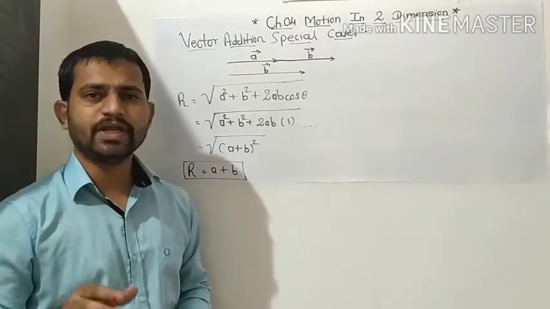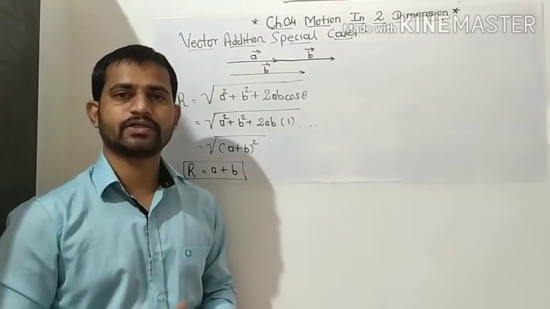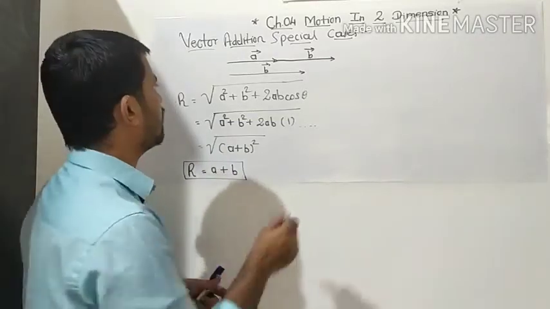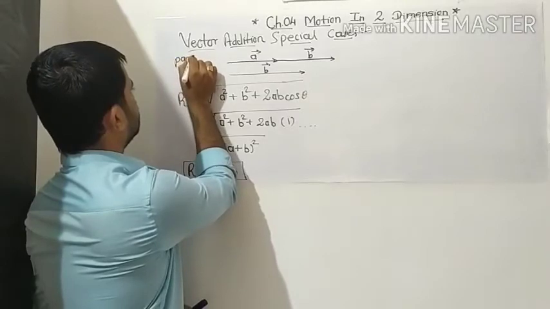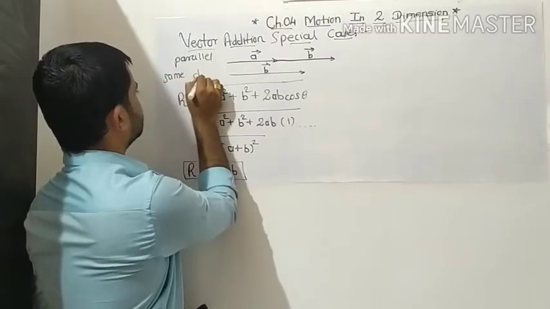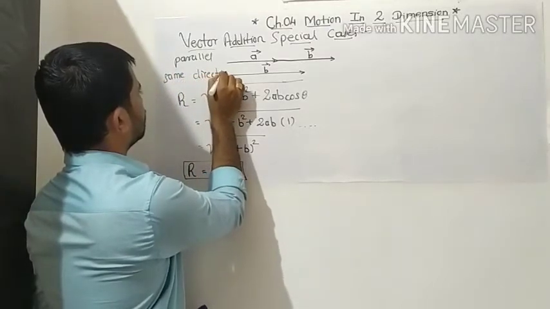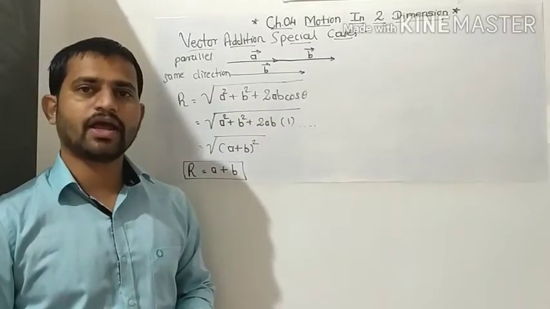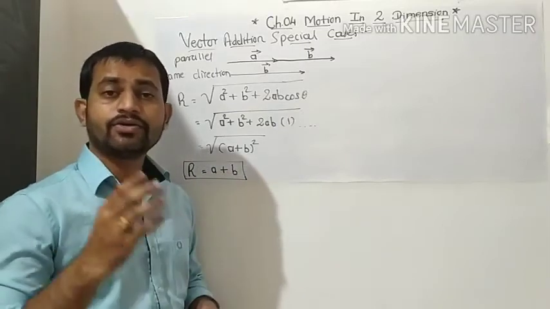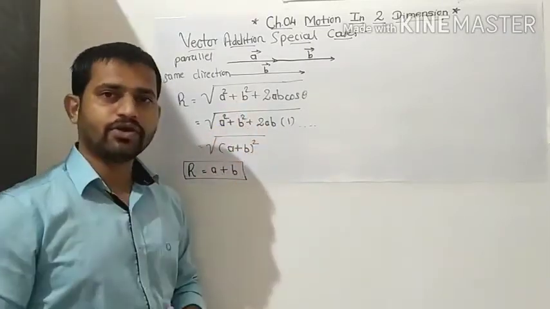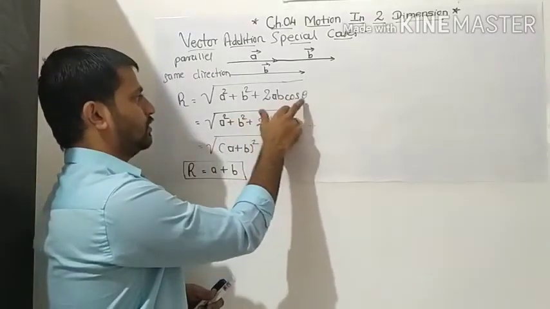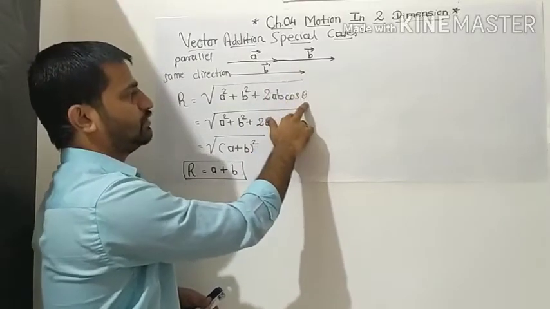So simply we have to find the angle between the two vectors. If the two vectors are parallel and along the same direction, these two vectors are parallel and their directions are same. Then we can apply the formula for finding the magnitude of those vectors. In that case, we get the angle theta; here theta is equal to 0.